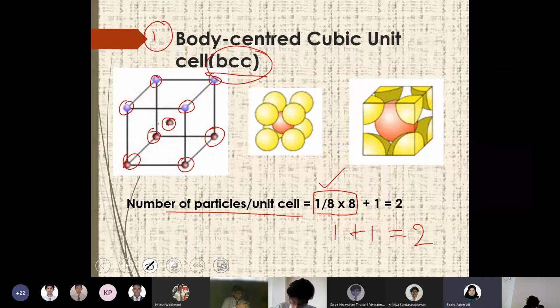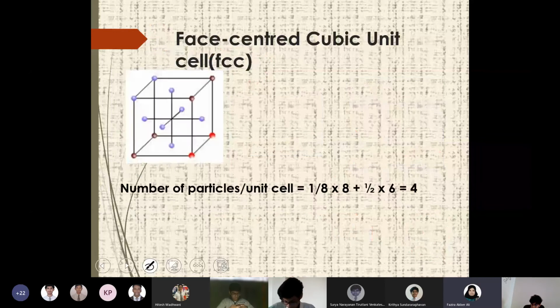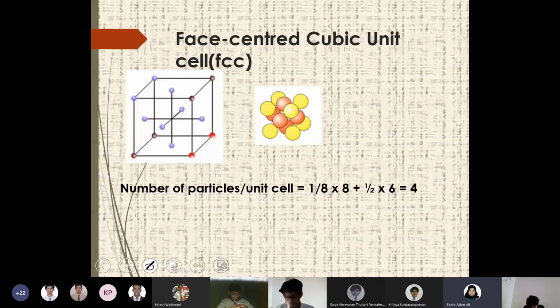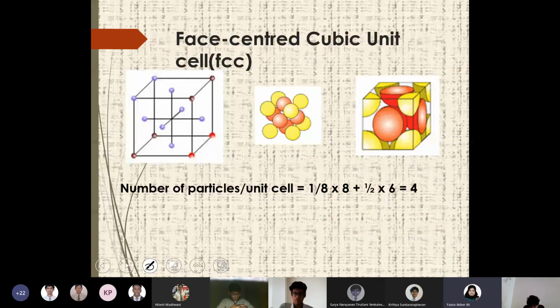Okay, so if you know where the particles are situated in each kind of centered arrangement, then it will be very easy to calculate the total number of particles per unit cell. So this is the first one, body-centered cubic unit cell, which is also known as BCC. The second one is face-centered cubic unit cell. Face-centered cubic unit cell means you have 8 at the corners as usual.